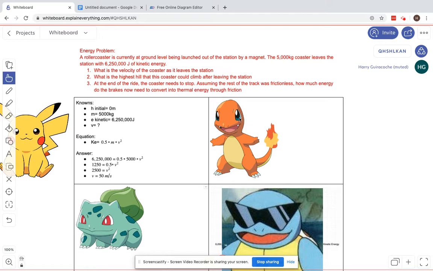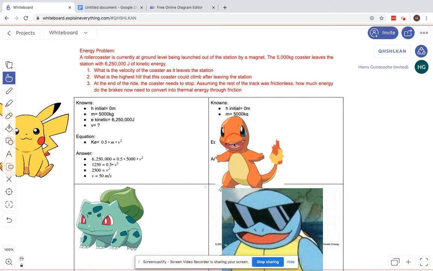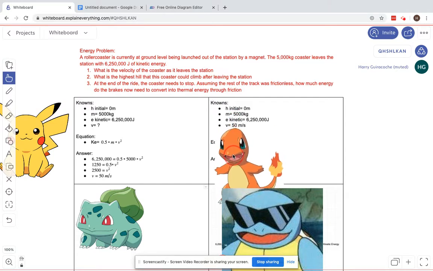What is the highest hill that this coaster could climb after leaving the station? That is the second problem. Again, we list all our knowns, except this time we know the velocity, and we're trying to find the maximum height. Because we were trying to find this maximum height, the top of this roller coaster actually has full potential energy, which will come into play in a second.